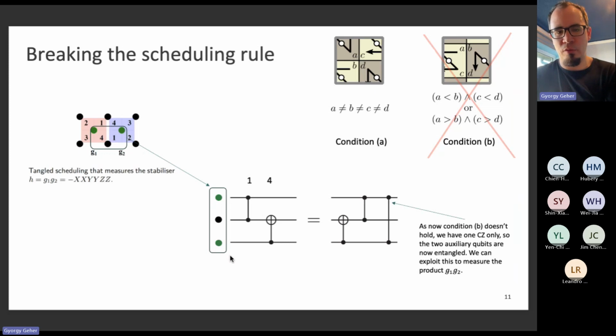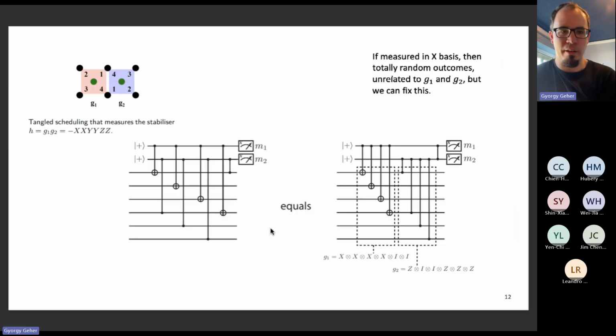So this is a violation of condition B, because previously we had this twice, but now we just have it once. So we introduced this control Z between the two ancilla qubits. And our thinking was that, okay, let's see, maybe this can actually be used for something. And it turns out that we can, using this, actually measure the product of the two plaquettes. So let me explain how this happens.